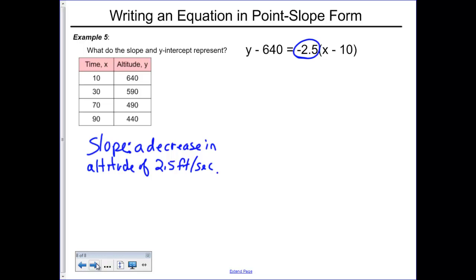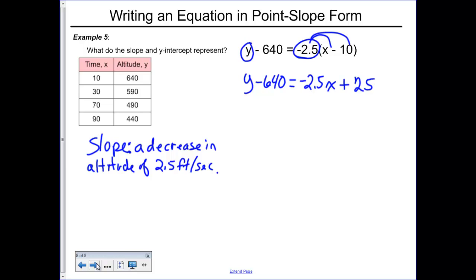Now the y-intercept, well, we don't have the y-intercept. I have a point on the graph and I have the slope. So the only way to solve for the y-intercept is to isolate y and put it in slope-intercept form. First thing I'm going to do is distribute the 2.5. So y minus 640 is going to equal negative 2.5x. And a negative times a negative is going to give me a positive. 2.5 times 10 is going to give me 25.